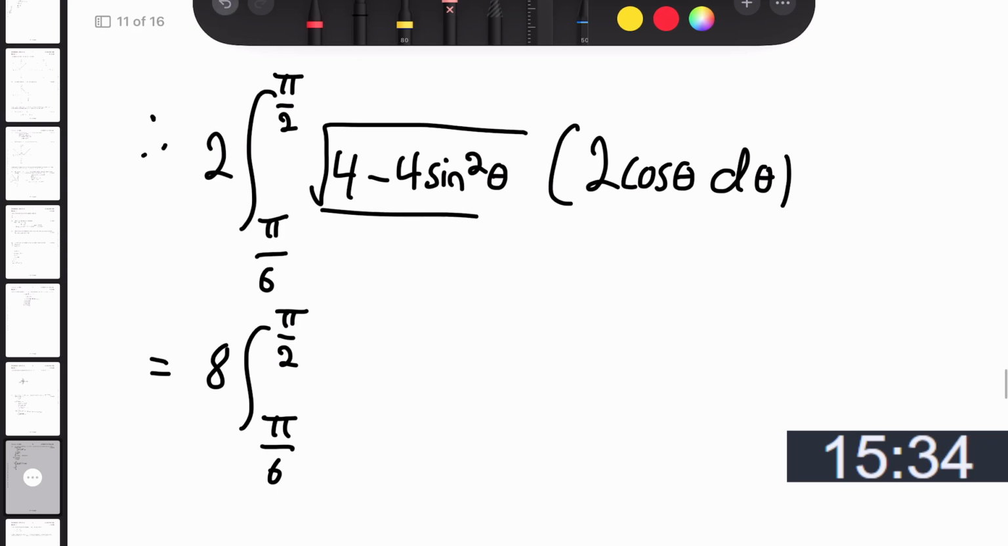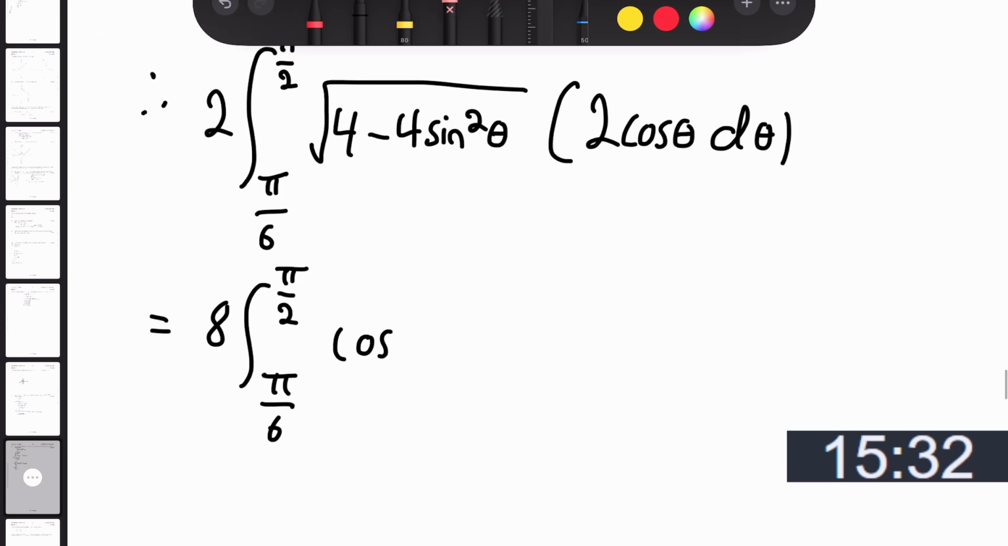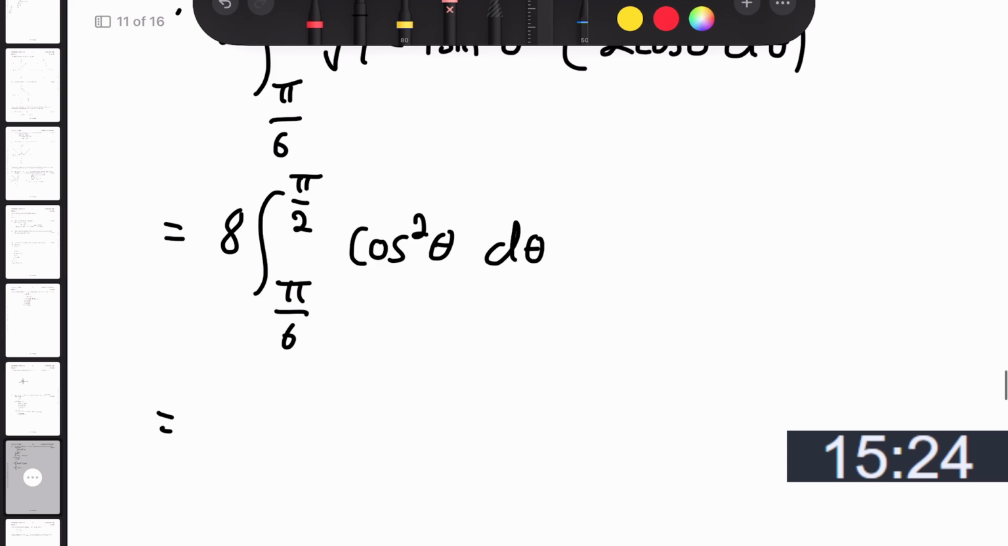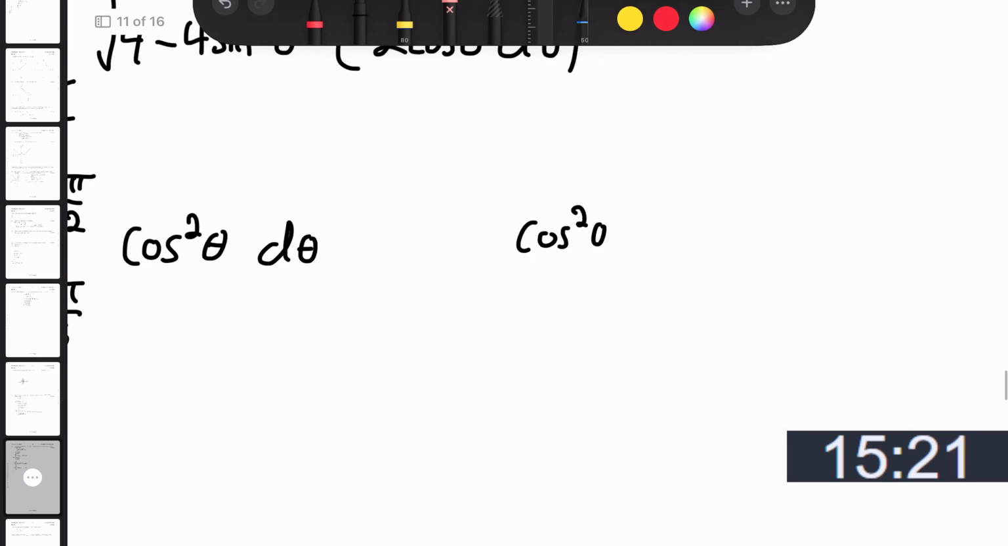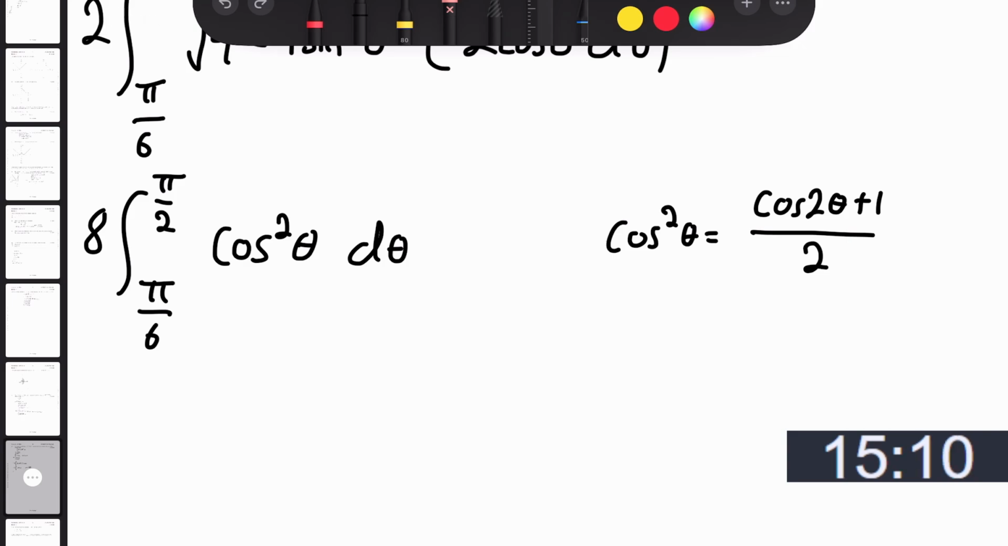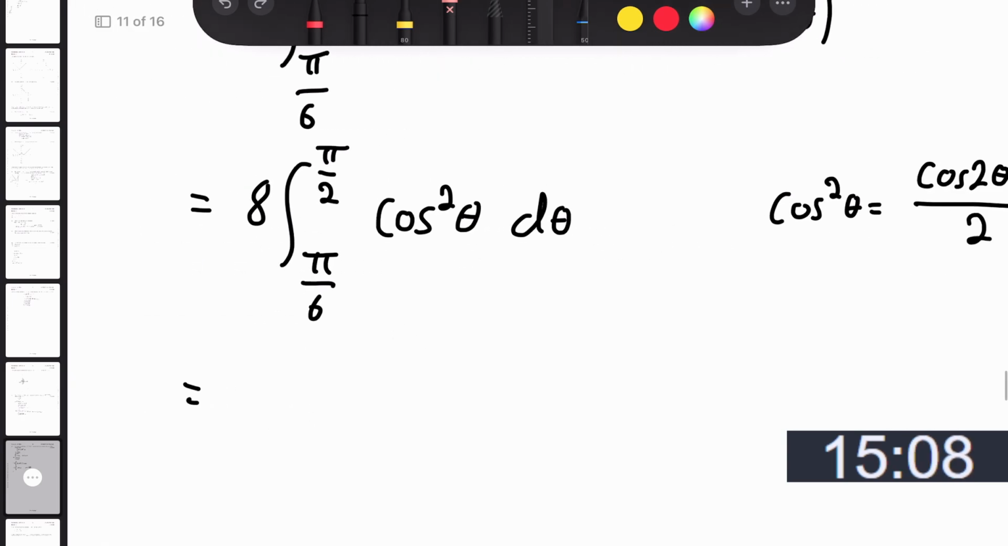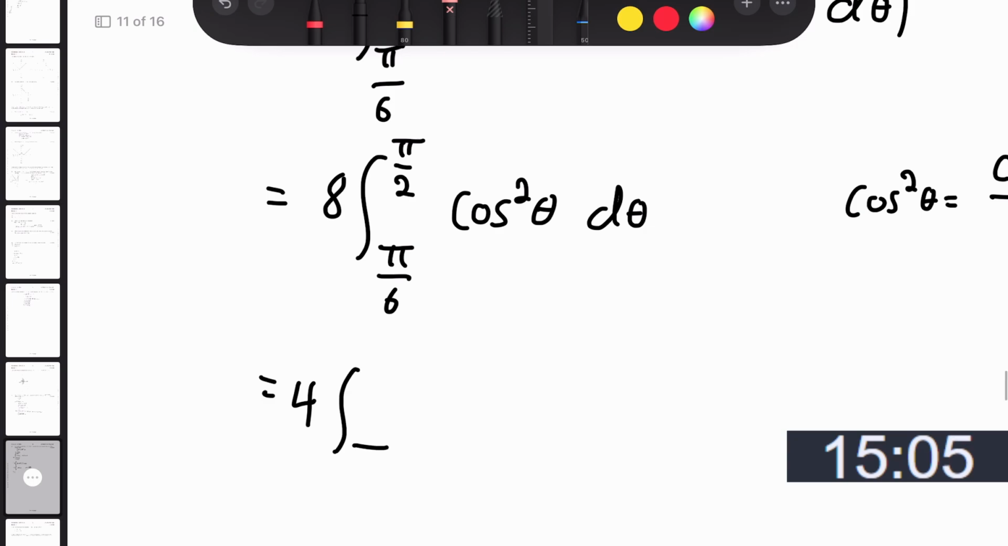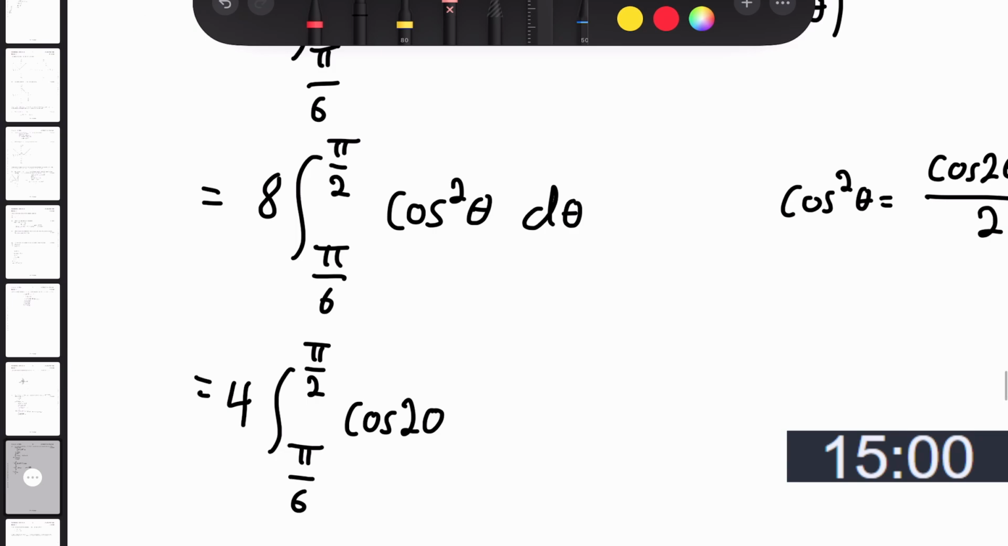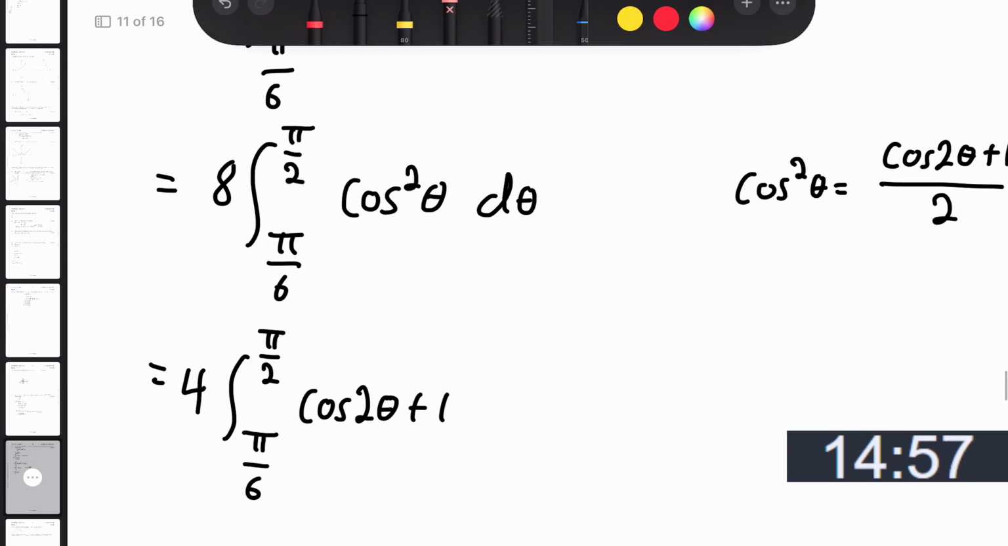Inside here is going to become cosine squared of theta, but then you square root it, so cosine of theta, and then we have this cosine of theta here. So cosine squared of theta d theta. And then we can use the fact that cosine squared of theta is going to equal cosine of 2 theta plus 1 all on 2, from rearranging this bad boy. So this would be 4 pi on 6 pi on 2 cosine of 2 theta plus 1 d theta.